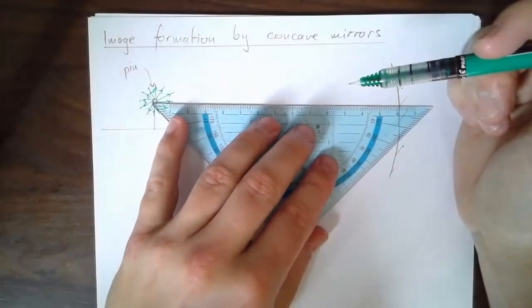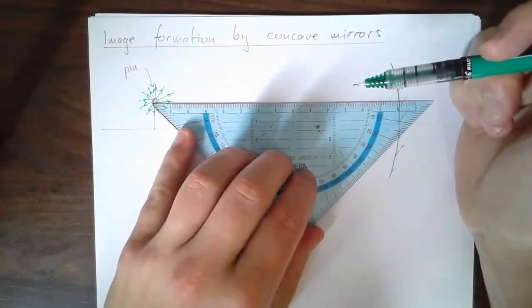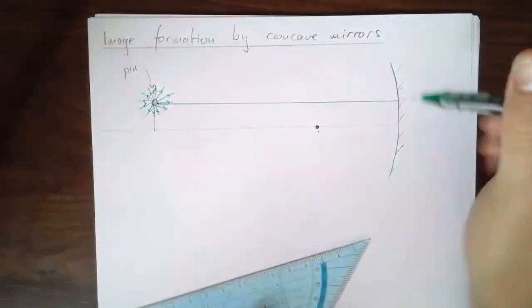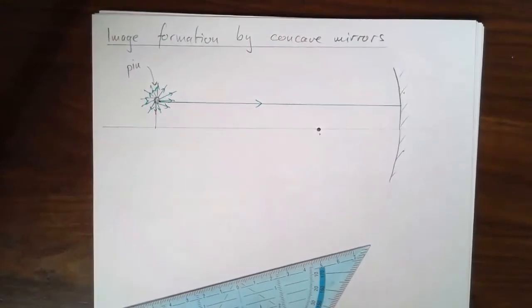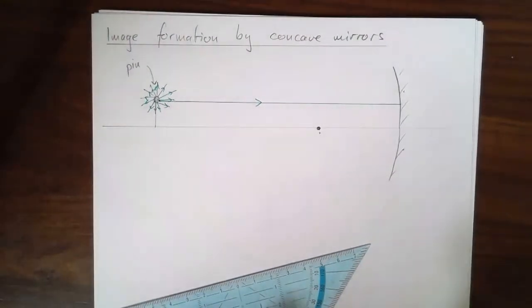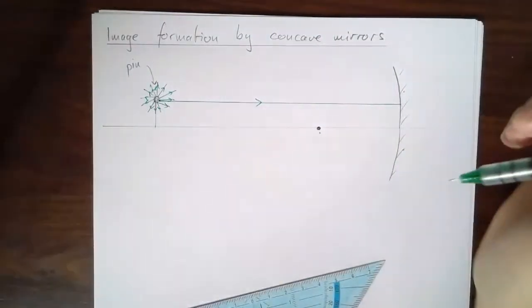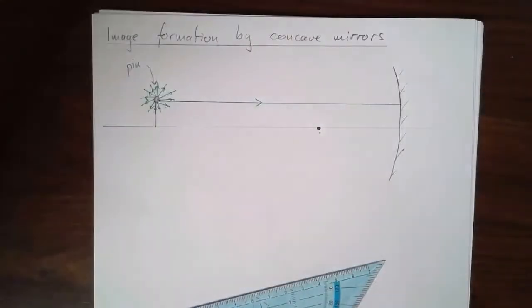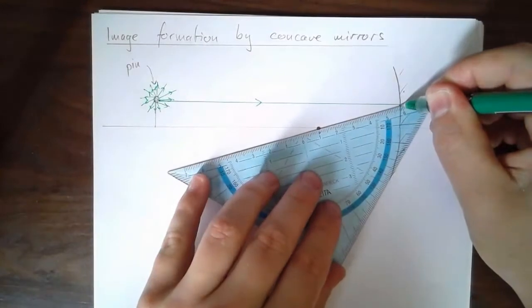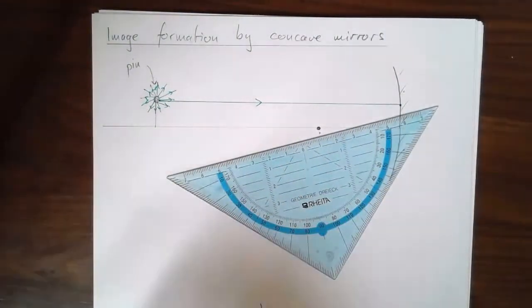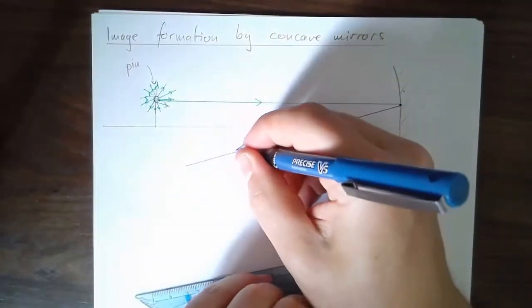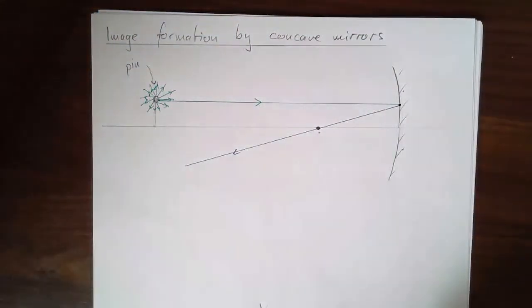So I'm going to take a ray that hits the mirror parallel to the center line, this one here. Now this one is going to bounce back through the focal point. That was my first rule: parallel rays bounce back through the focus. Let me change color for the bounce back rays. I'm going to bounce back this way. It doesn't end there, it just keeps going. There's nothing there.